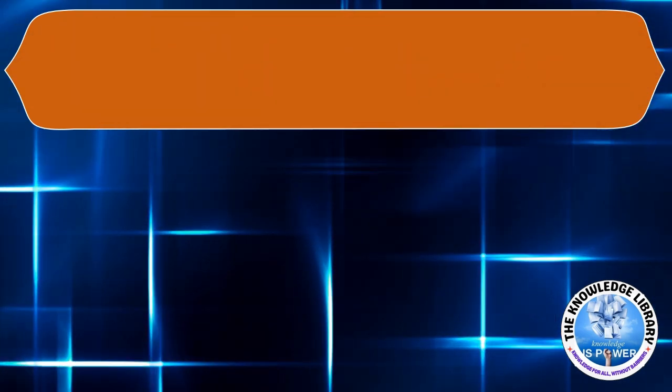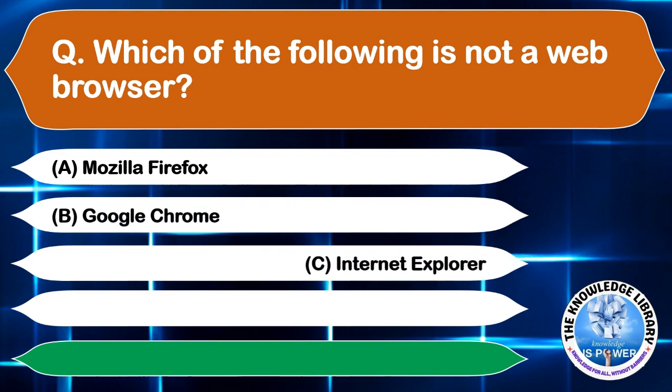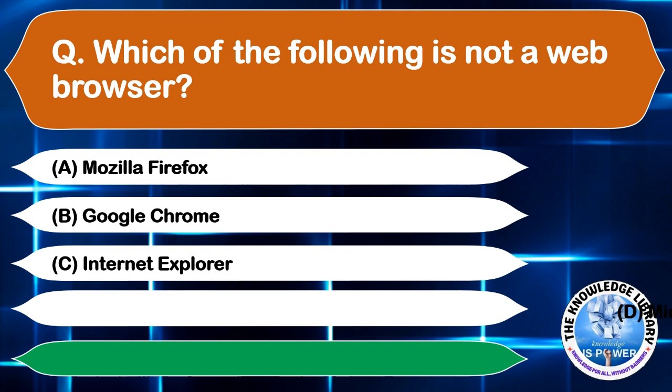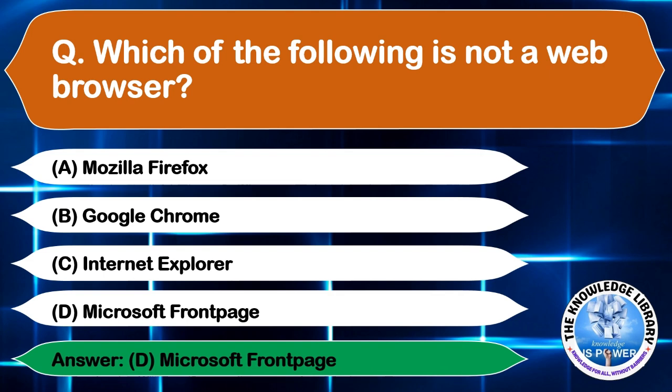The next question is, which of the following is not a web browser? Option A, Mozilla Firefox, option B, Google Chrome, option C, Internet Explorer, option D, Microsoft Front Page. The correct answer is option D, Microsoft Front Page.